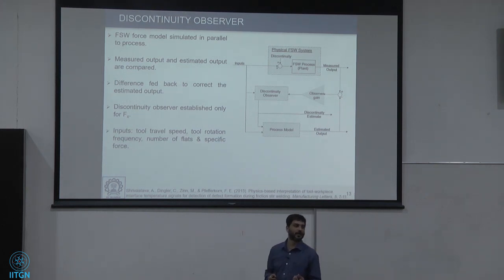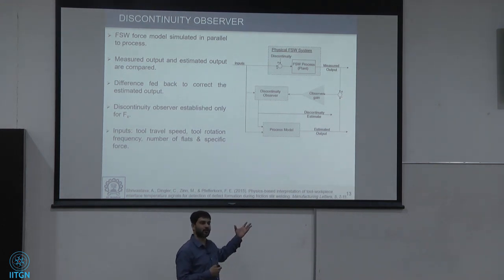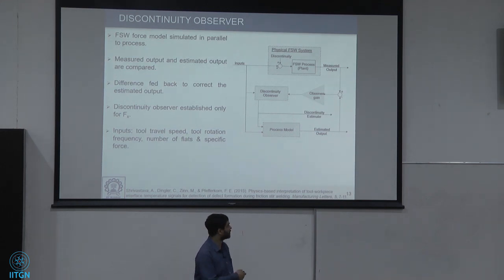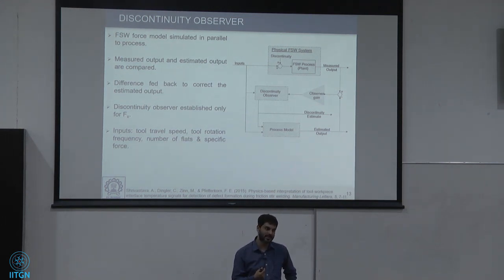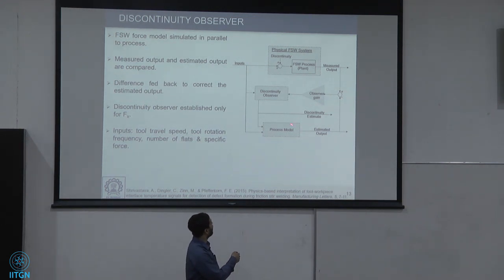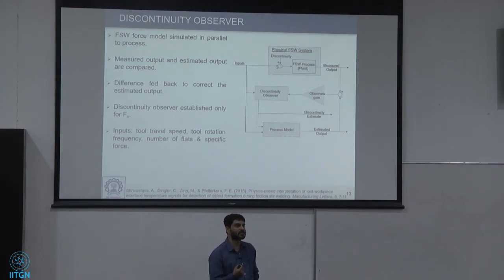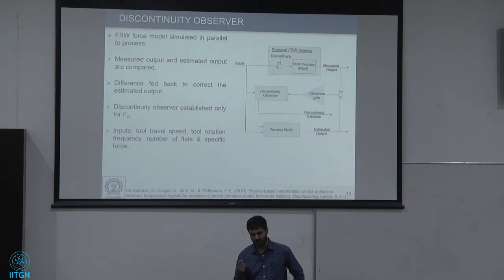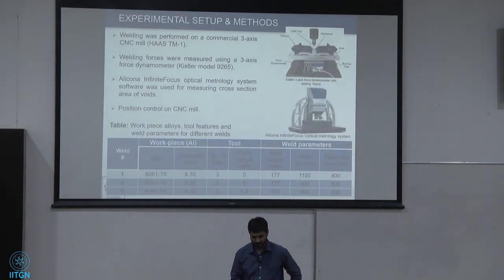It compares those two signals and feeds the difference back through this discontinuity observer to produce an estimate of the size of the discontinuity. What is the objective of the observer? The objective is to take this size of discontinuity and substitute it into the process again so that this error can be minimized. As the observer mathematically tries to minimize this error, its prediction of the size of the discontinuity becomes closer to the real size of the defect which would have been formed.